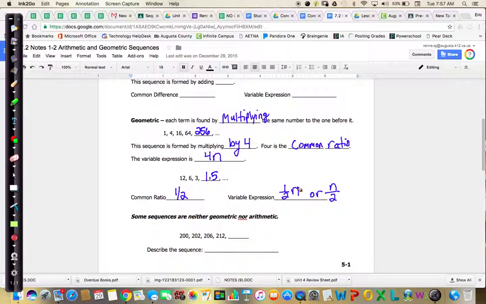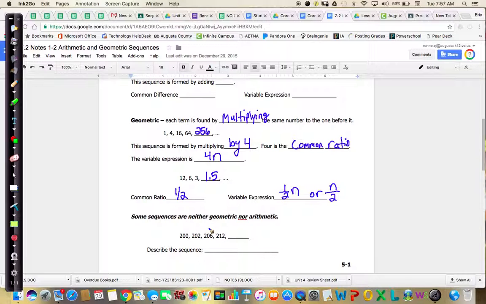Then we have the common ratio, which is the number that you are multiplying by. And if the numbers are going down, then you're multiplying by a fraction, okay? The numbers can actually go up as well and multiply by a fraction, but we won't see too many of those in the ones that we're going to do.